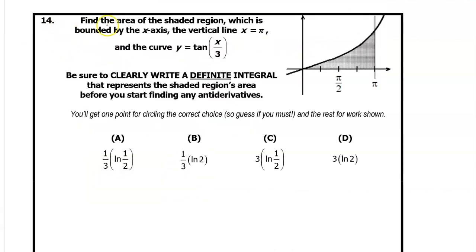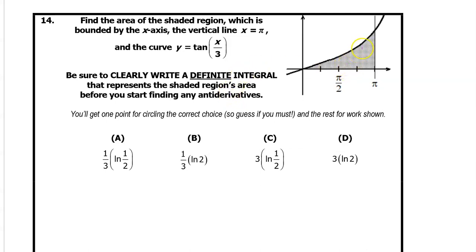Last one, number 14. Find the area of the shaded region which is bounded by the x-axis and the vertical line x equals pi, and the curve y equals tangent of x over 3. Be sure to clearly write a definite integral that represents the shaded region's area before you start finding any antiderivatives.